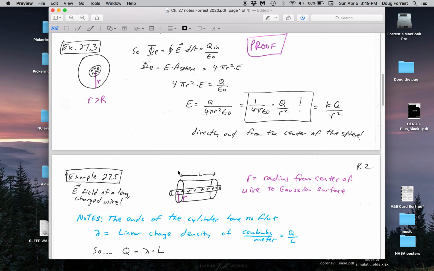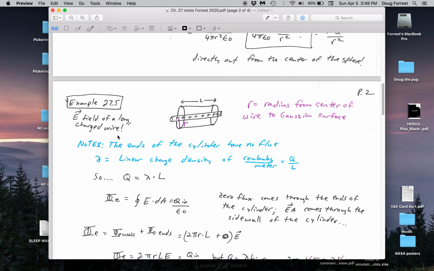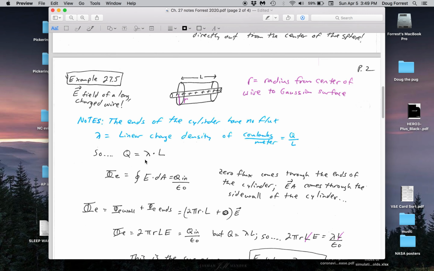Example 27.3 is on page 795. Example 27.5 is on page 797. This is used to show the electric field of a long charged wire. Linear charge density, so that's charge per length. If you remember when we were looking at capacitors, we talked about area charge density as well, which is not lambda. I believe it's a weird N shape.